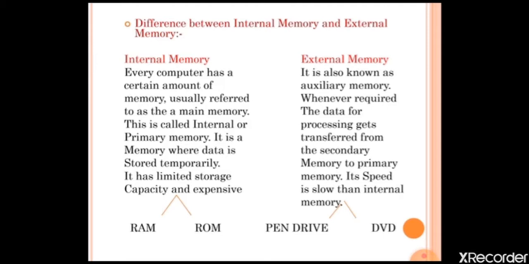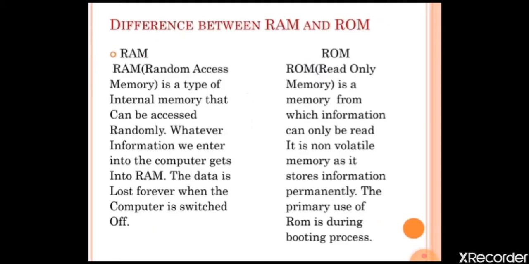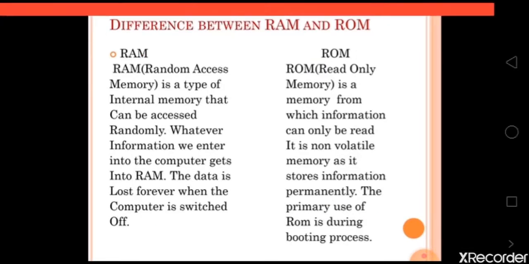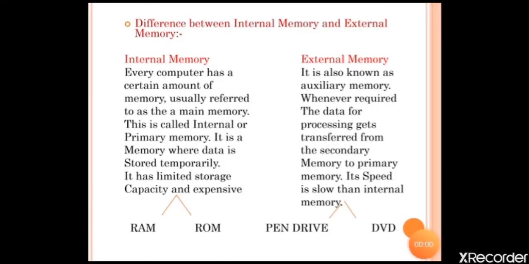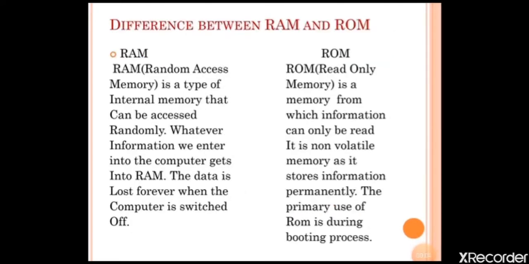Now the external memory. External memory is also known as auxiliary memory. Whenever required, the data for processing gets transferred from the auxiliary memory to primary memory. Its speed is slower than internal memory. And examples of external memory are pen drive and DVD. Now we will discuss RAM and ROM.